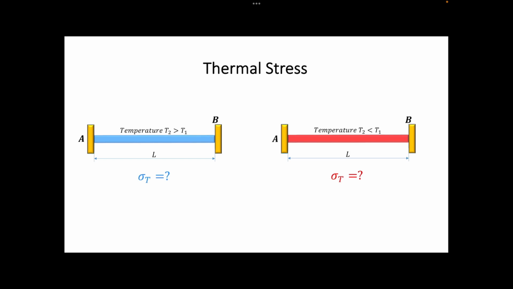Specifically, compressive stress will develop inside the bar when the temperature is increased, and tensile stress will develop inside the bar when the temperature is decreased. Since these stresses are caused by the increase or decrease in temperature, they are called thermal stress. Let us see how to find them, considering the first scenario, for example.